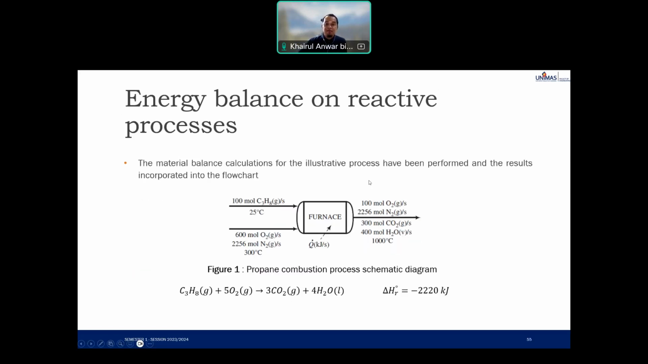The material balance for the illustrative process is represented in the flow chart. The propane combustion process reaction is propane plus oxygen turning to carbon dioxide and water, and the heat of reaction is -2220 kilojoules.